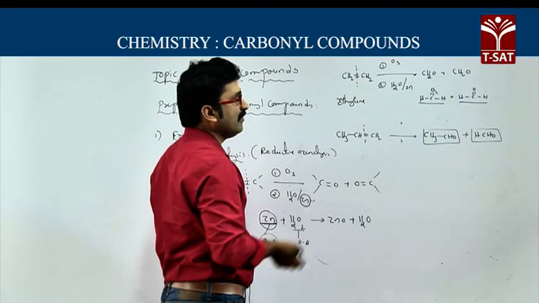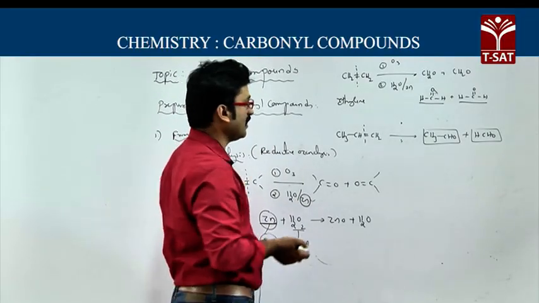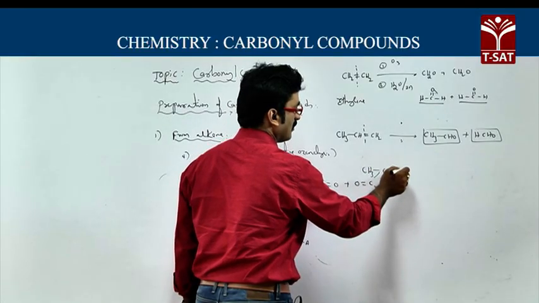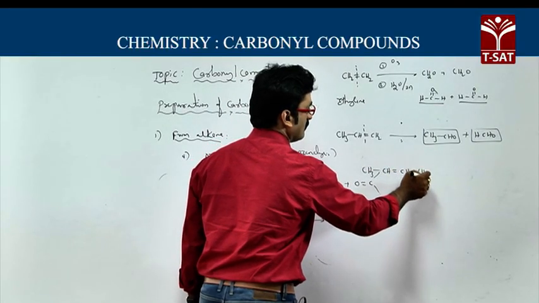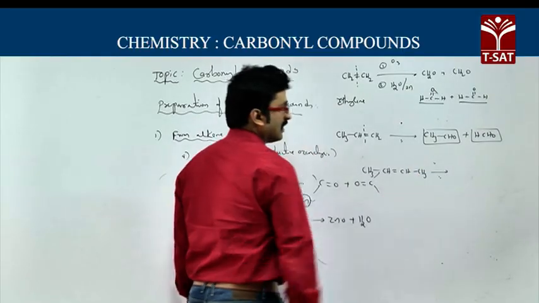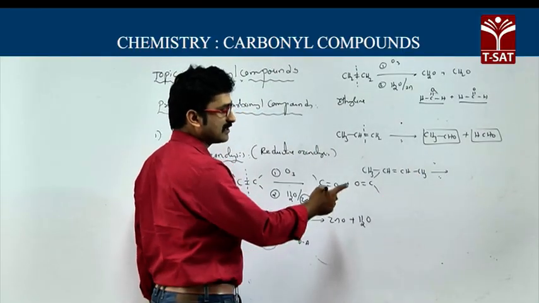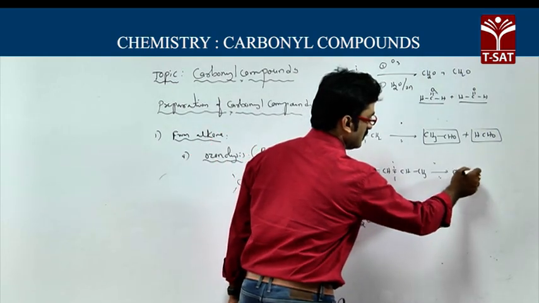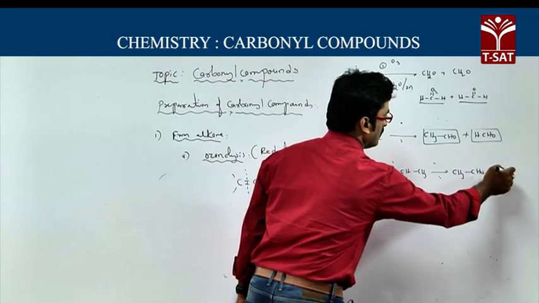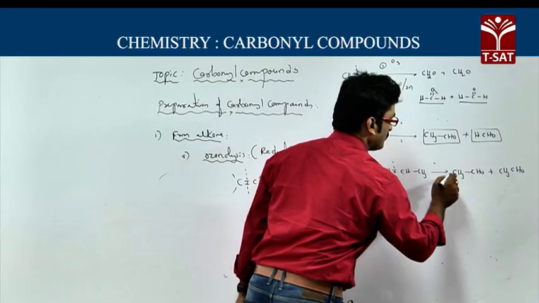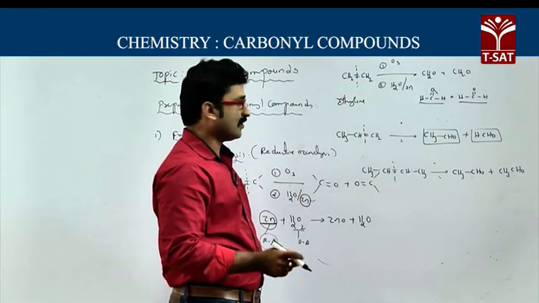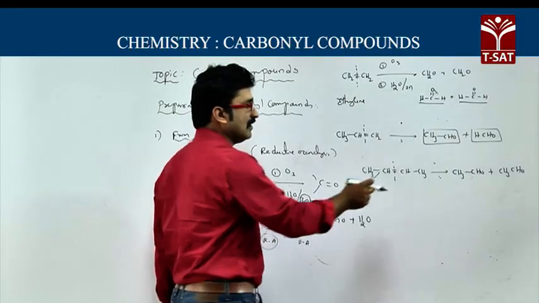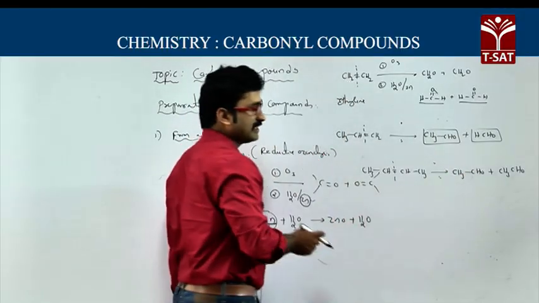So we will get a mixture of acetaldehyde and formaldehyde. Now we will take one more, CH3CH=CHCH3. This on ozonolysis followed by hydrolysis in the presence of zinc. Now you break the bond like this. So here you will get CH3CHO and CH3CHO. So in this case we are getting 2 moles of acetaldehyde. So 2-butene on ozonolysis gives 2 moles of acetaldehyde.